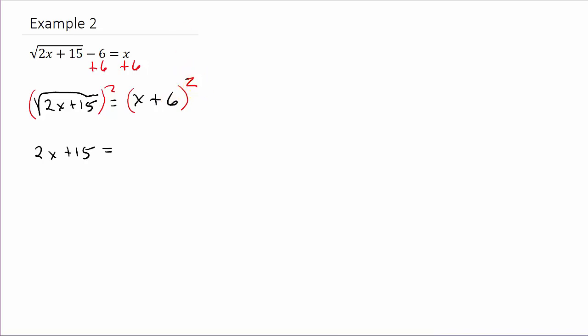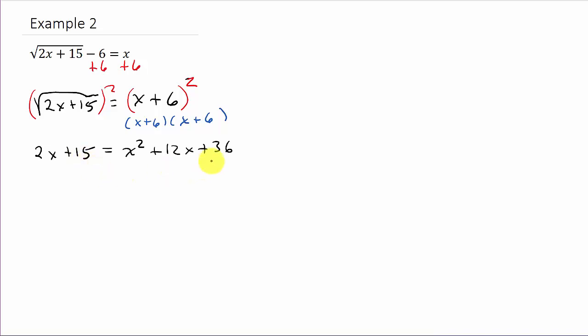squaring both sides. So remember this: when you square a square root, you get what's underneath the square root. Now squaring this, remember this is x plus 6 times x plus 6. And we'll multiply that out. So x times x is x squared, and then we've got 6x plus 6x is 12x, and 6 times 6 is 36. All right, so we've got a quadratic equation to solve.